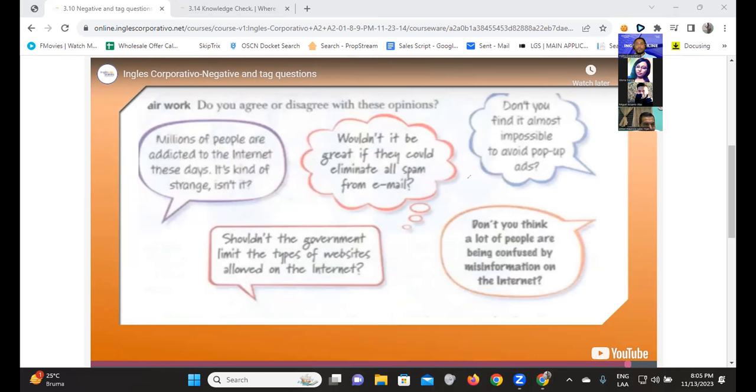Because most people cannot live without the internet, and because they use it for work or they use it for entertainment. Okay. Excellent. Very good, Miguel. Somebody else?